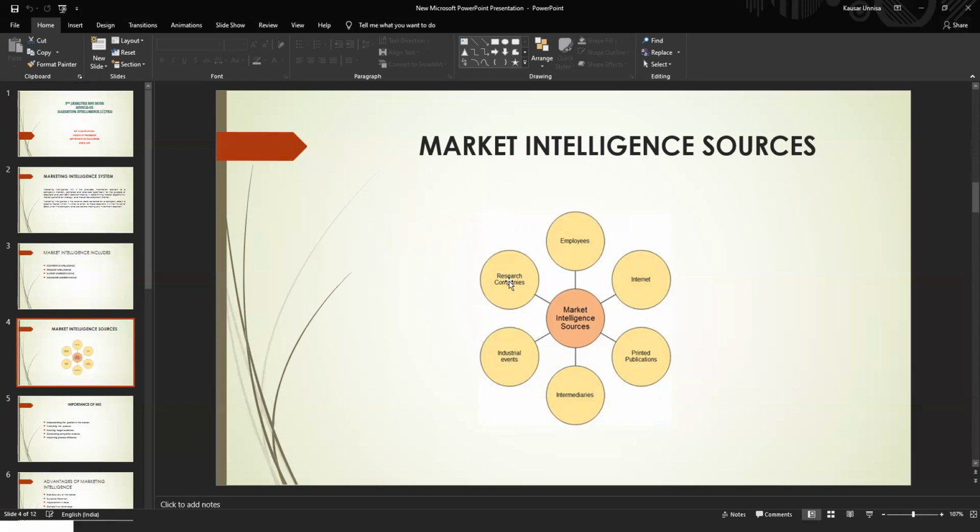And the second source is the internet. So we know that in the digitalization era, the internet has become the main source to collect the information.